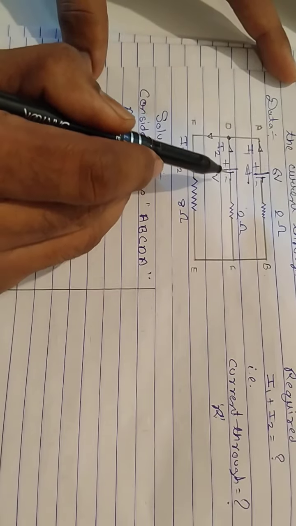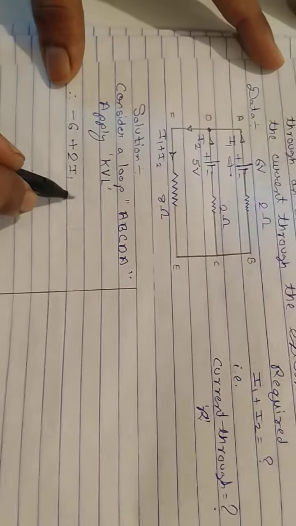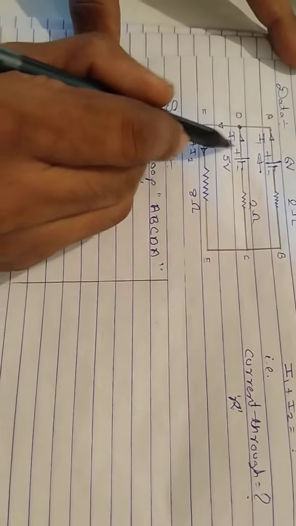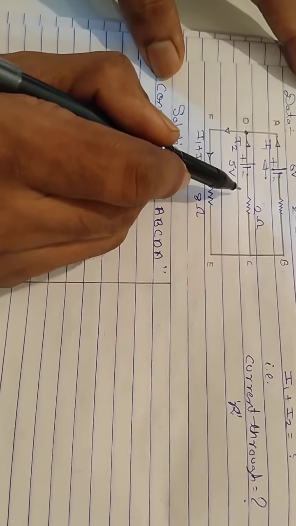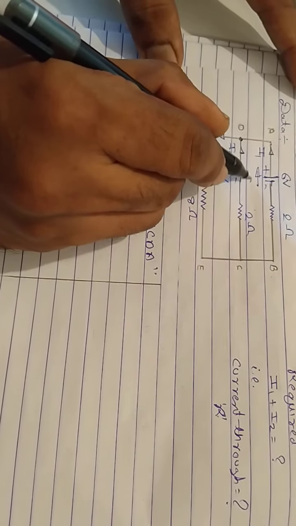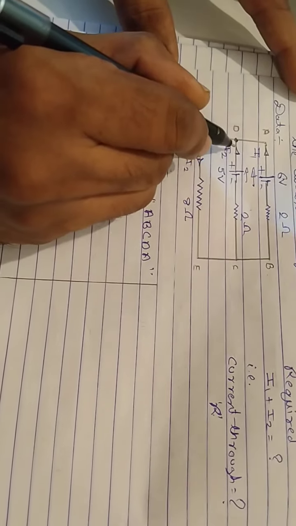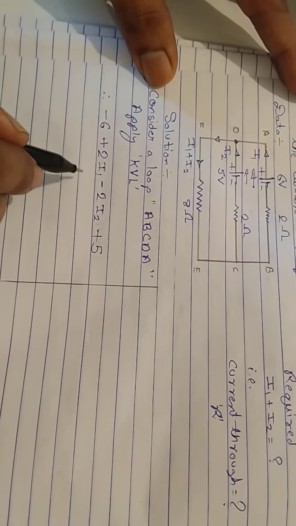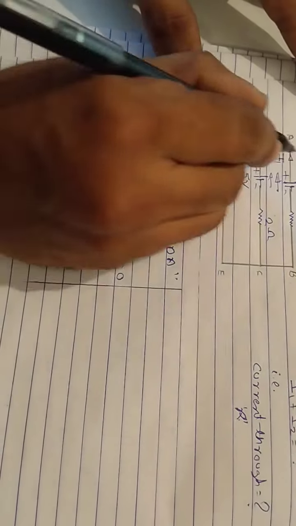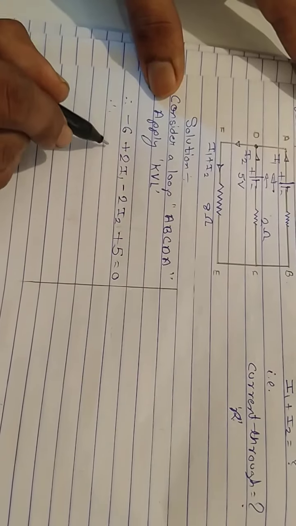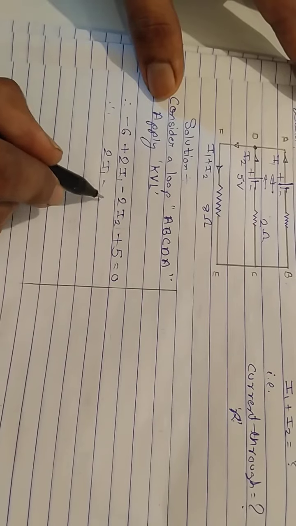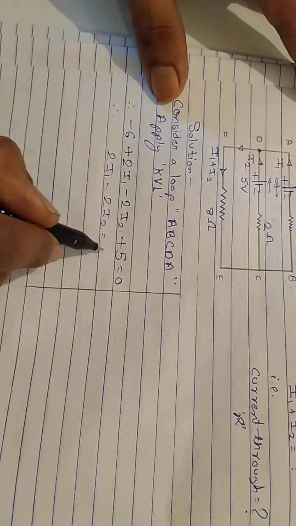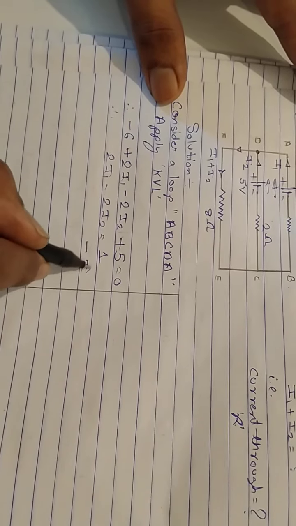My direction and current direction are the same, then I multiply I2 and 2, but it is negative. Moving further, I get another component, 5 volt. The direction of 5 volt is always negative to positive. My direction and the voltage direction are the same, so consider it plus. Then it equals 0, because the loop is complete. Applying simple mathematics, the equation is 2I1 minus 2I2 minus 6 plus 5 equals 0, so 2I1 minus 2I2 equals plus 1. This is equation number 1.